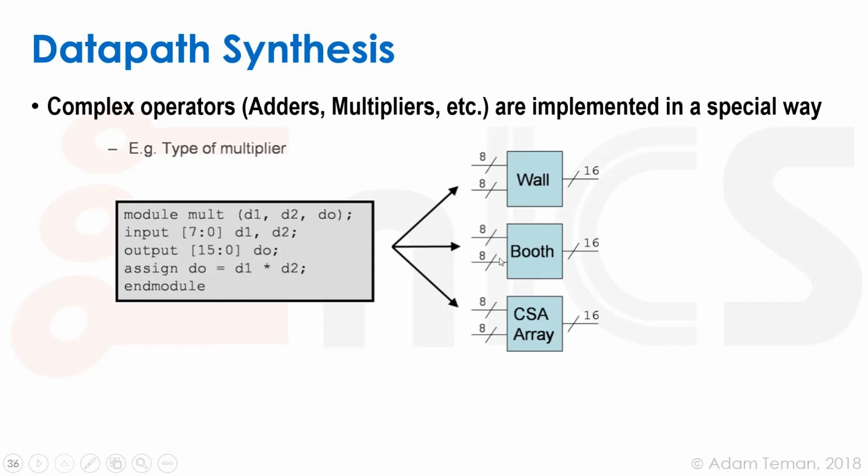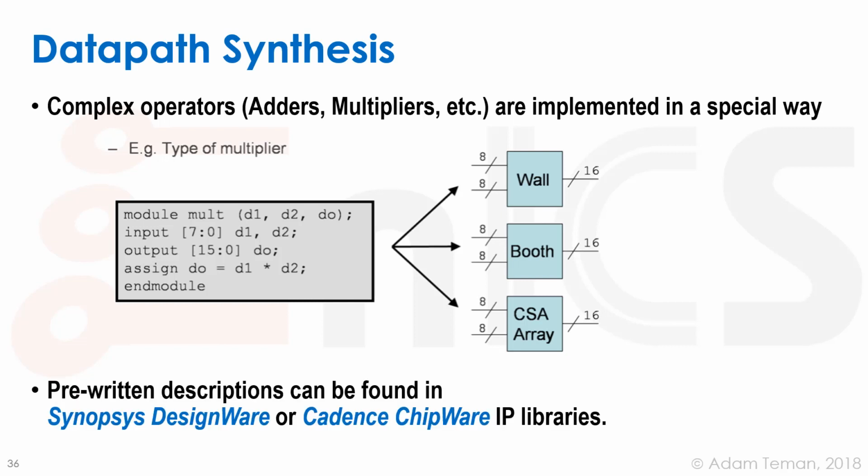And in most of the tools nowadays, what happens is that you get these IPs, these pre-written structural descriptions of how to make these different types of architectures, and the synthesizer will either choose one of them for you according to the different constraints that you enter into it, or you can explicitly tell it to use one type or another. These in Synopsys are called DesignWare. They're soft IPs that you can use to implement these.